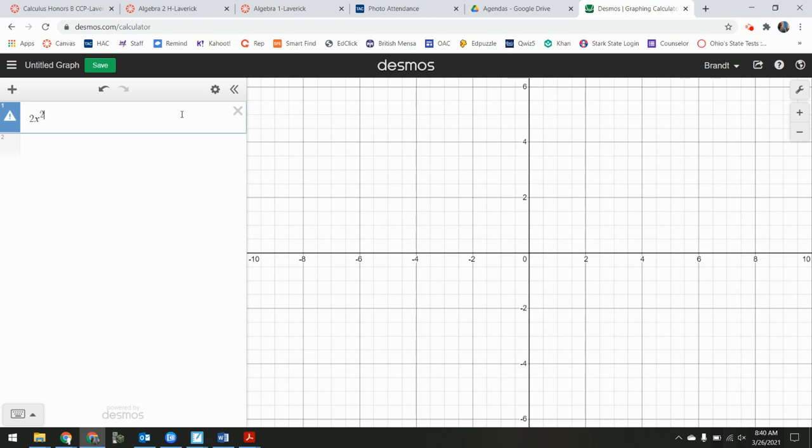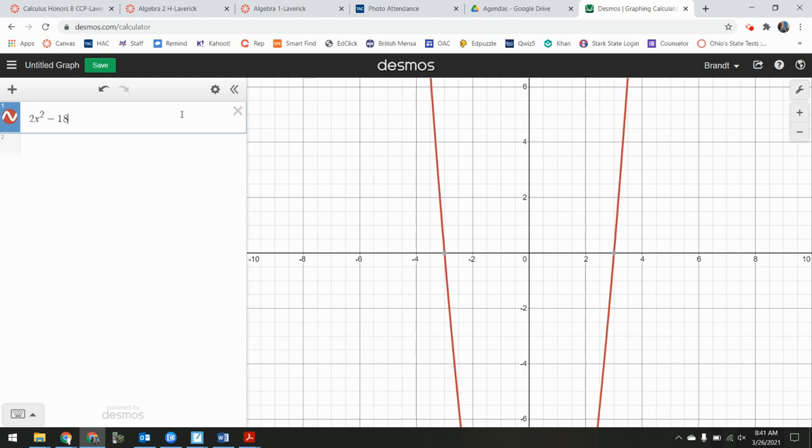So 2x squared. Now, I want to come down out of the squared to write the minus 18, so I'm going to hit the right arrow key, and that's going to bring me down, and I'm going to hit minus 18. You don't have to do y equals. You don't have to do equals 0. You just have to type in 2x squared minus 18. You have to make sure that it's in standard form.